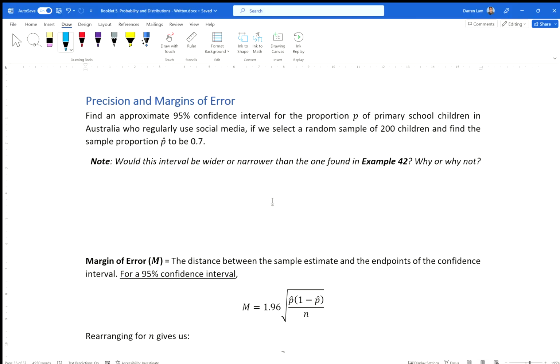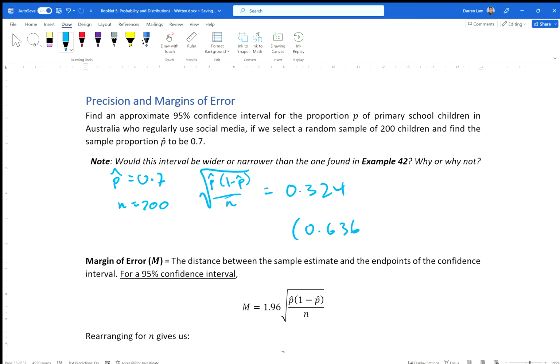I'm going to start by writing my parameters. P hat equals 0.7 and n equals 200. I'm going to use my square root from the formula. I'm just going to rewrite that above, which gives us an answer of, and I'm skipping forward, 0.324. Do the same process. You put it in the calculator and you do your p hat minus 1.96 times, etc., and you'll end up with a confidence interval of 0.636 to 0.764.